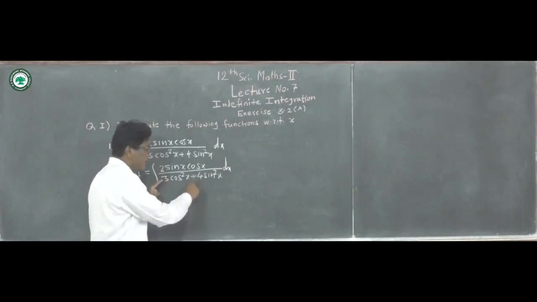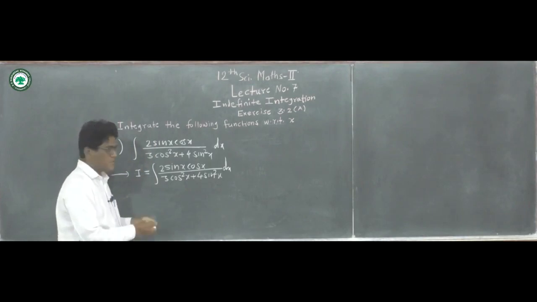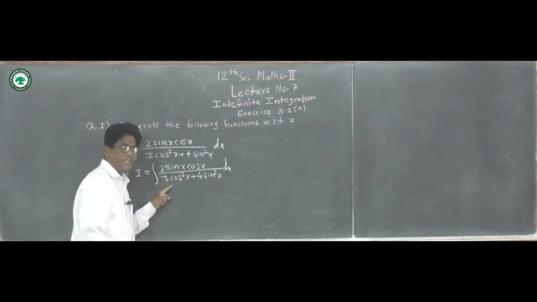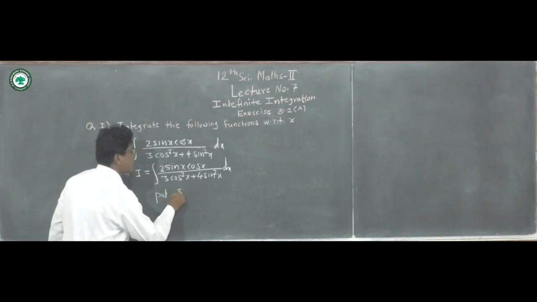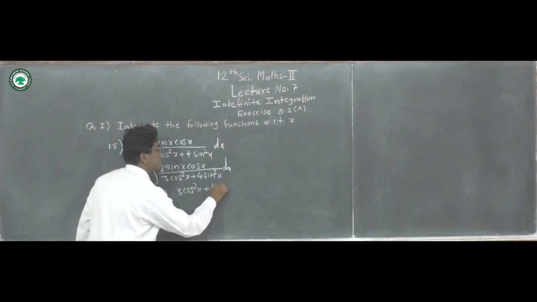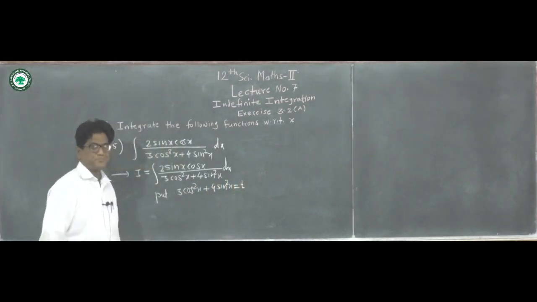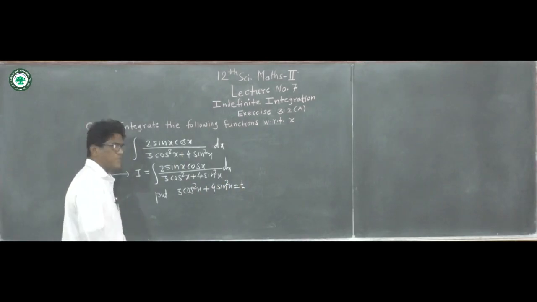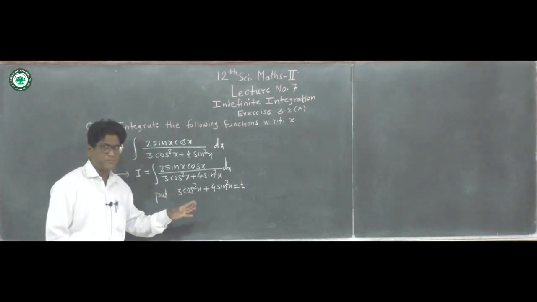So we put here the denominator as t. We use here the substitution method. So put 3 cos square x plus 4 sin square x is equal to t. Now differentiate with respect to x. That means take d by dx on both sides.